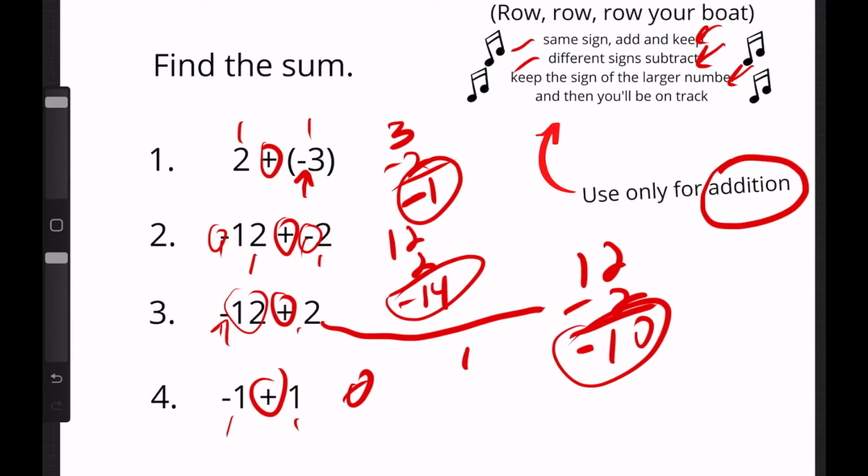So if we take 1 and we subtract 1, we're going to get 0. And keeping the sign of the larger number in this case doesn't matter because they're both the same number and because 0 isn't positive or negative. It's just 0. So the answer there is 0. How'd you do on these? Remember that song and you should be really good on addition of integers. Let's go to the next page.